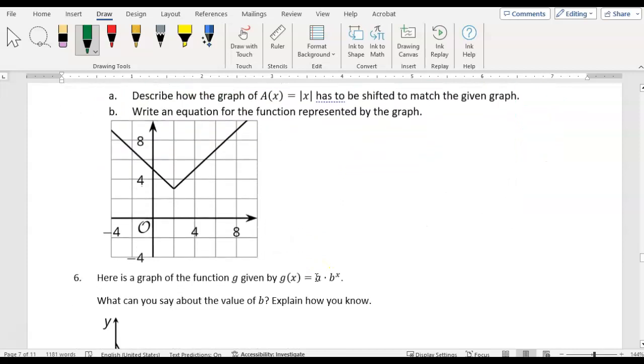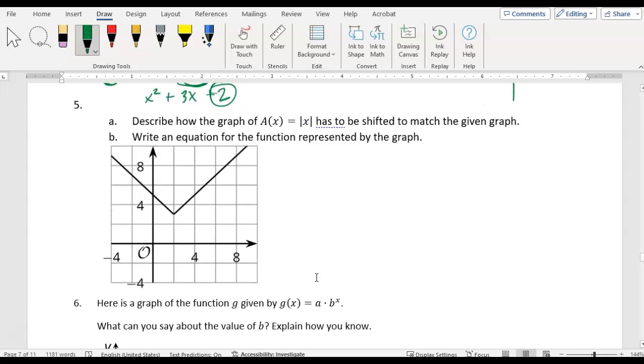Describe how the graph of f of x equals the absolute value of x has to be shifted to match the given graph. Write an equation for the function represented by the graph. So this is an absolute value situation, right? And as Lena said today, they're very closely related in the way that the graphs function. So if this is shifting up, it looks like to 3, we would have that plus 3 on the outside of our modulus bars. But then notice that we've also moved to the right 2. So this would be -2.